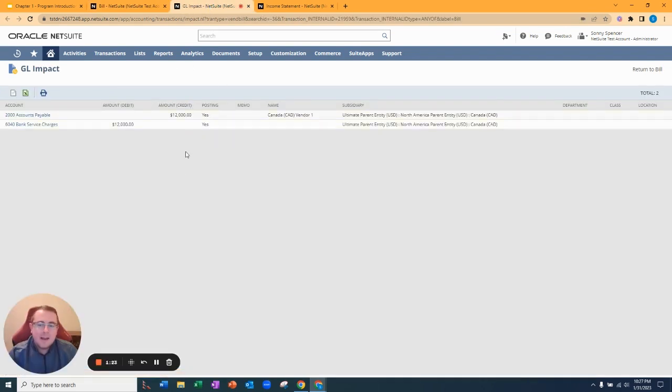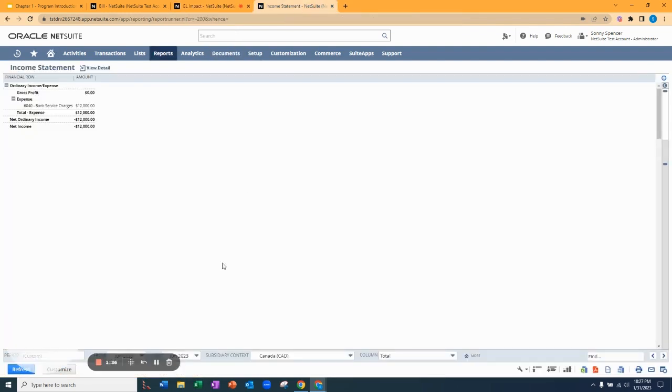As we navigate here, you can see that the debit and credit for this transaction is 12,000 Canadian dollars. Let's actually take a look now at the income statement for our Canadian entity. You can see here that we are seeing an expense line for the 12,000 Canadian dollars that we just saw. Let's jump back to our presentation and look at how NetSuite calculates financial data for a consolidated entity.